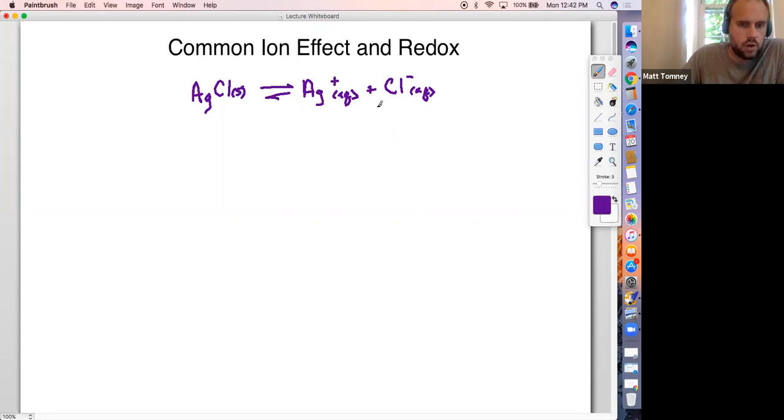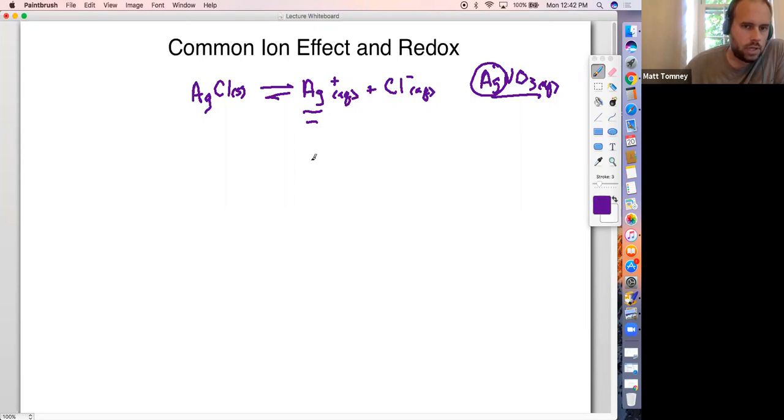All right, so what we're going to do in this example is say we're going to have silver chloride and we're going to add it to a solution of silver nitrate. So silver being the common theme here, right? We have an aqueous solution of silver nitrate, and then I'm going to add the silver chloride to the silver nitrate, and I'm going to take a look at its solubility. So what I want to do is see how the presence of silver already in a solution is going to affect the solubility of more silver coming into solution.